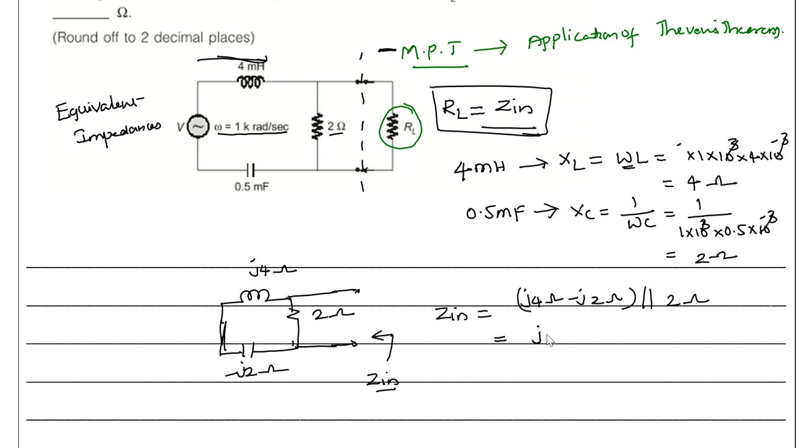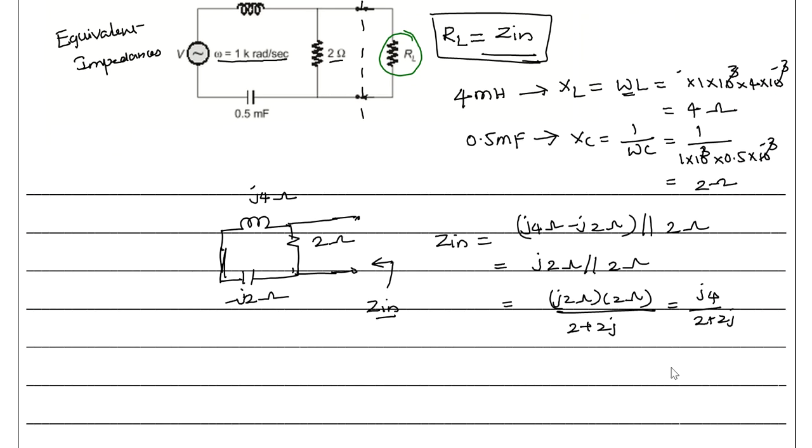So simply j2 ohms is in parallel with 2 ohms. So j2 ohms into 2 ohms divided by 2 plus 2j. Once you solve this, it is j4 divided by 2 plus 2j. Again we simplify this network, and it is j2 by 1 plus j.